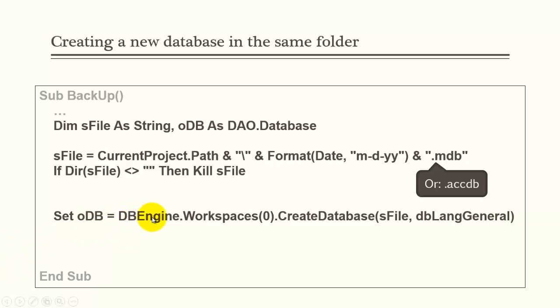We use the database engine object, then its Workspaces collection, the first element, which is zero, that's the one we are probably working in, and we create a database with the S file name, and dbLangGeneral means that is, for instance, the English version. You can also specify dbLangChinese, etc. Then close that new database. It has been created. We are going to put in that database all our tables, queries, etc.